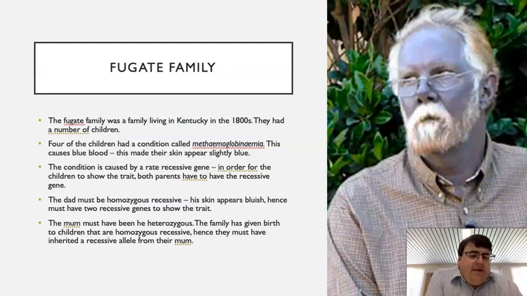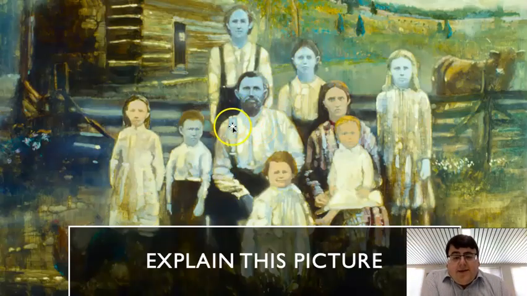The Fugate family lived in Kentucky in the 1800s, and they had a number of children. 4 of those children had a special condition that causes their blood to be blue, and that made their skin appear slightly blue. It's caused by a rare recessive gene. In order for their children to show that trait, because it's recessive and it's simple inheritance, both parents have to have the recessive gene, but only if you have 2 recessive genes would you actually show it. So dad, obviously, in that picture, is homozygous recessive, and mum had to be heterozygous. So she still has the recessive gene, but because she's got one dominant, she doesn't have blue blood.